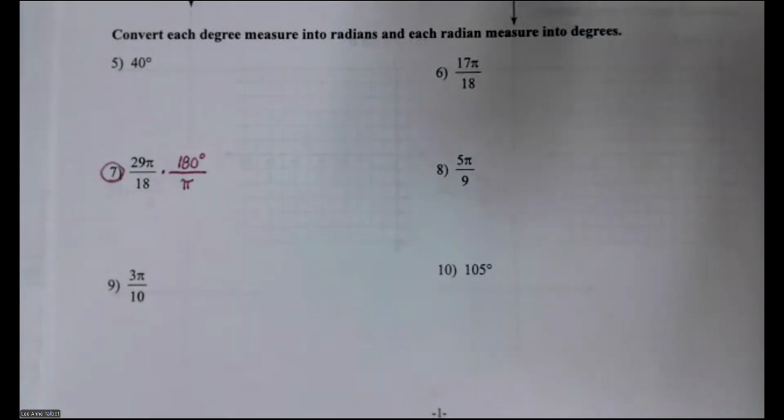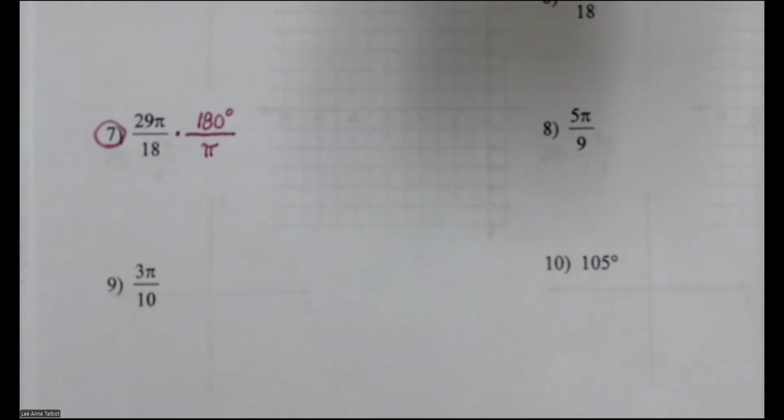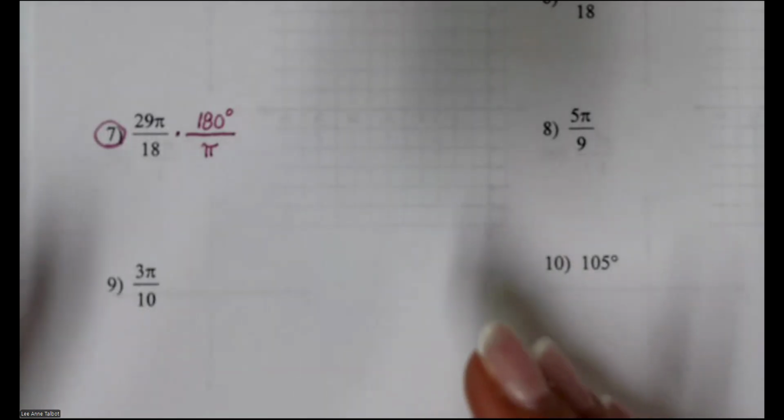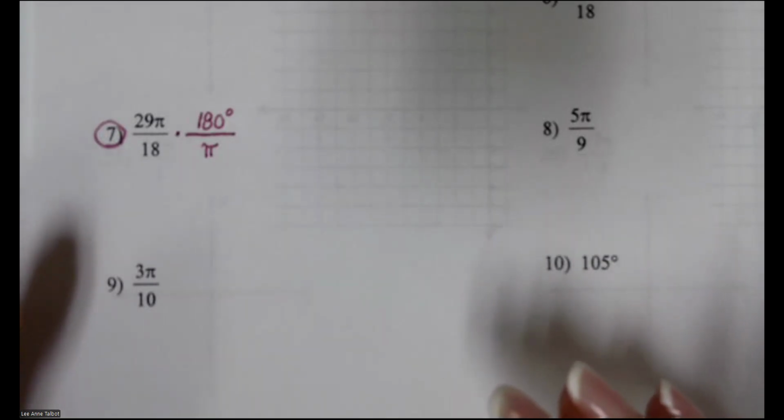Okay, what is the whole point of me doing this problem with you? What do you think the point is? Why did I pick this one? Think about when you're taking a quiz and you have no calculator. Okay, so what I want to do is show you how to reduce this before you multiply. That's the whole point of this problem.